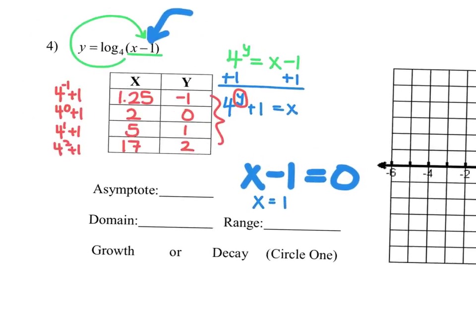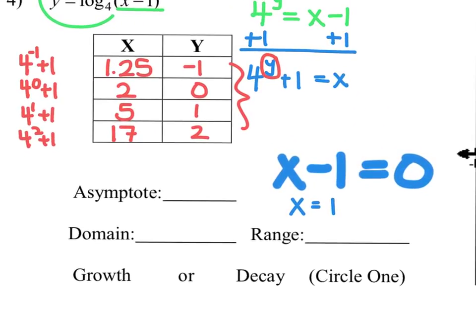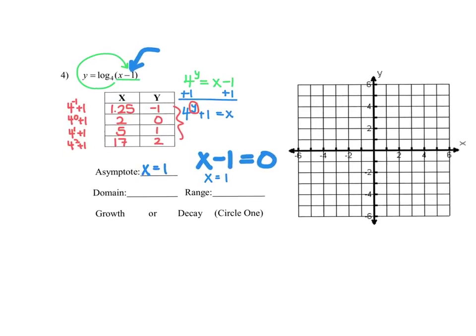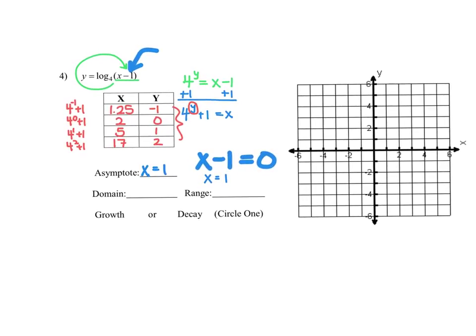So it's a vertical asymptote. That's something to memorize, at x equals 1. Usually for log functions, guys, it'll be at 0. The only time it's not at 0 is if you're taking the log of a quantity, like this.